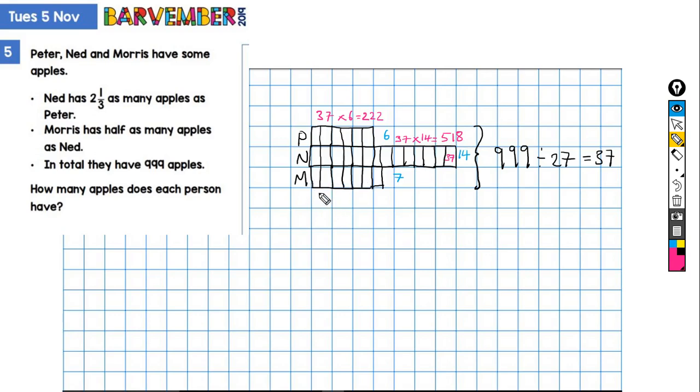And then we're left with Morris. What's Morris got here? He's going to be 37 times 7, which gives us 259. And if you add all of these up, they'll obviously add up to 999. So yeah, Peter had 222 apples, Ned 518 apples, and Morris 259.